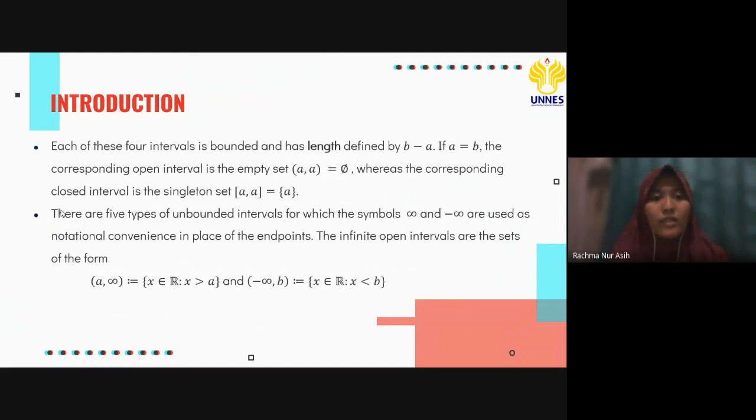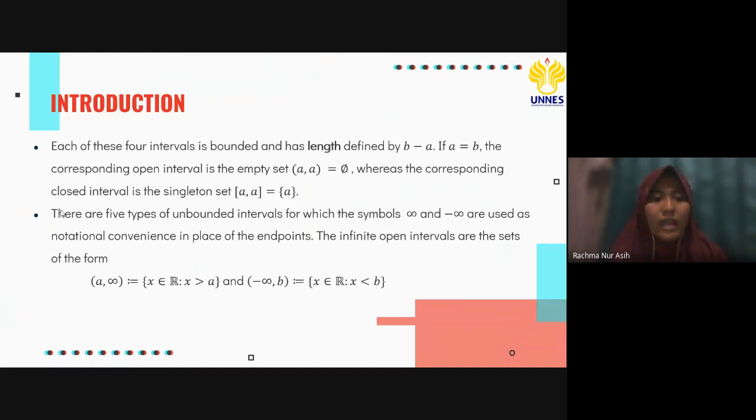Each of these four intervals is bounded and has length defined by b minus a. If a equals b, the corresponding open interval is the empty set, (a, a) equals empty, whereas the corresponding closed interval is the singleton set, [a, a] equals the set {a}.